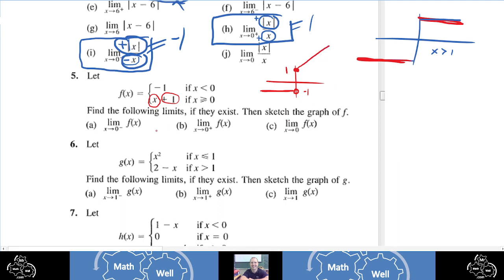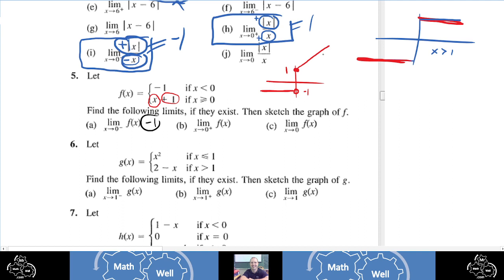All right. So the following questions now will pertain to this graph. So if you do the graph, that's easy to sketch. I suggest you do that. But I'll show you how to do that without the graph as well. So x approaches 0 from the left. Well, the limit's going to be negative 1.